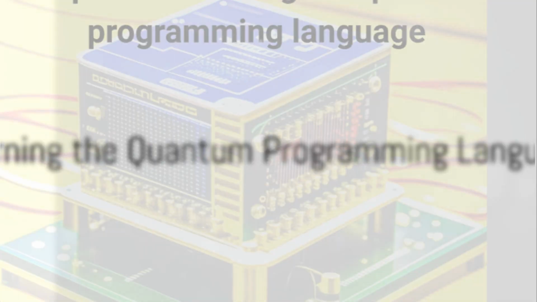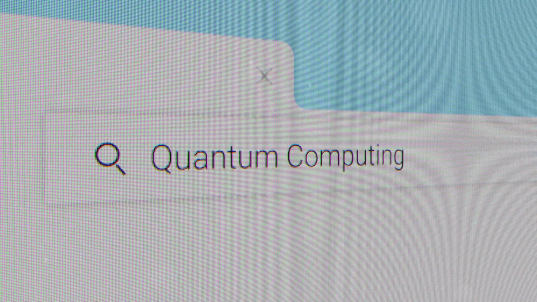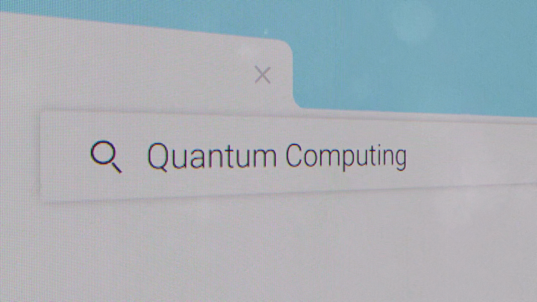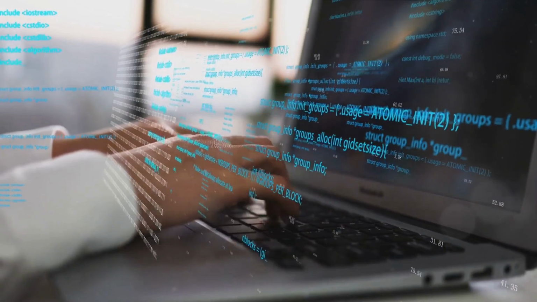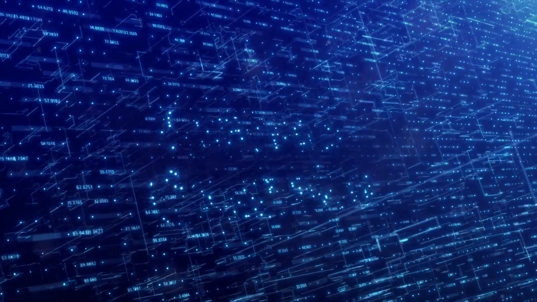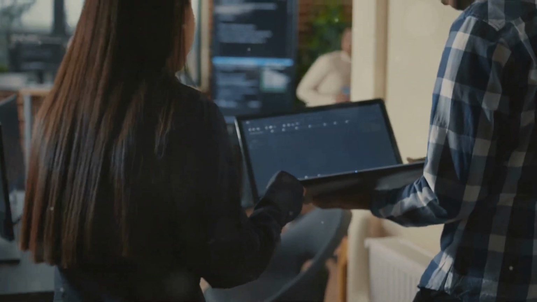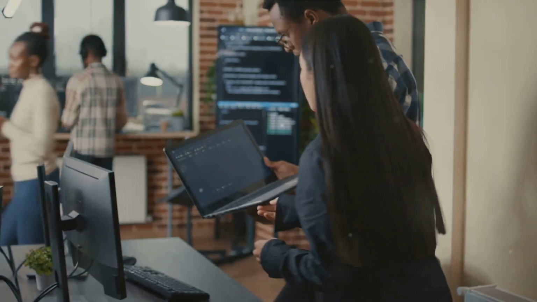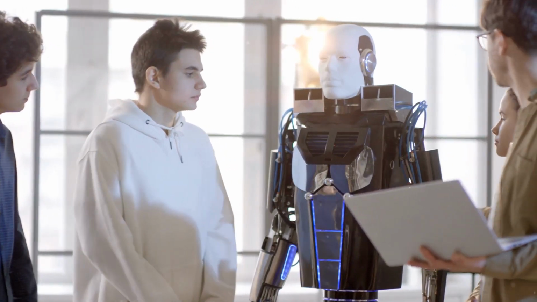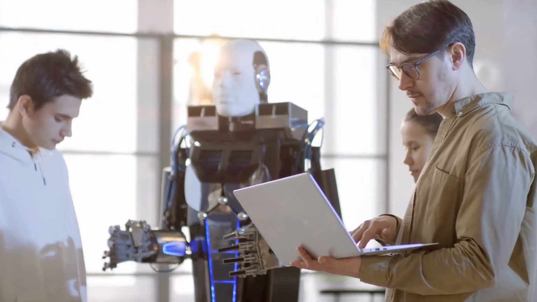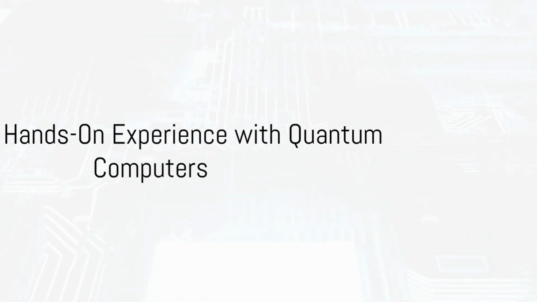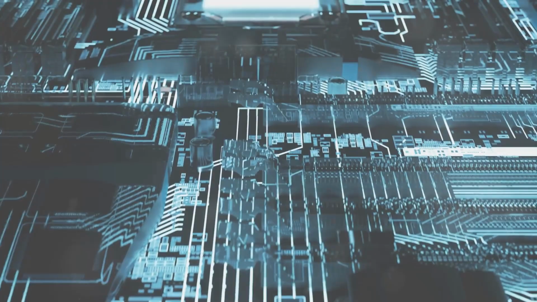Step 2. Learning the quantum programming language. The same way that programming languages like Python, Java, and C++ exist for classical computers, quantum computers also have their own. Languages such as Q#, Qiskit, and Quil are among the most popular. These languages are designed specifically for quantum computing, allowing programmers to write code that utilizes the power of quantum bits, or qubits.